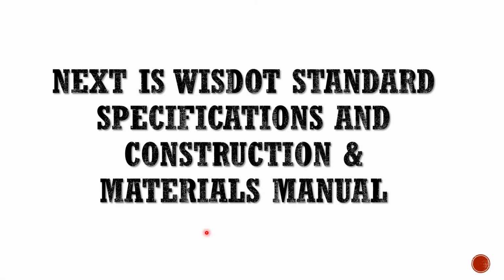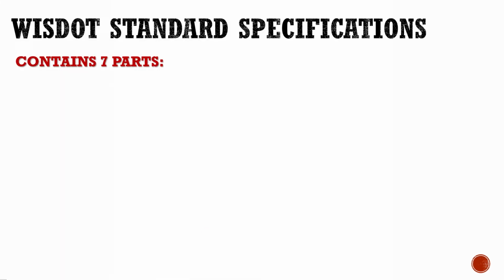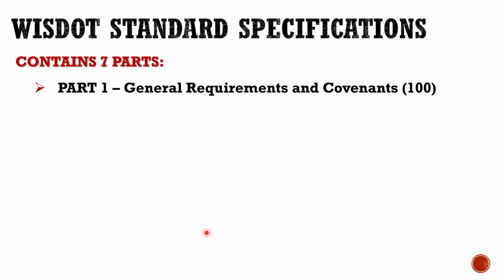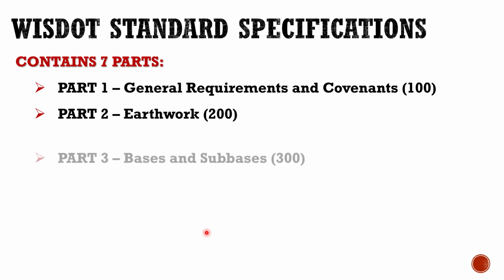Next is the WSDOT Standard Specifications and Construction and Materials Manual. The WSDOT Standard Specifications are updated every year. You go on the website, and it contains 7 parts. You have general requirements and covenants, Part 1, which starts with 100. Earthwork is 200, Part 2.